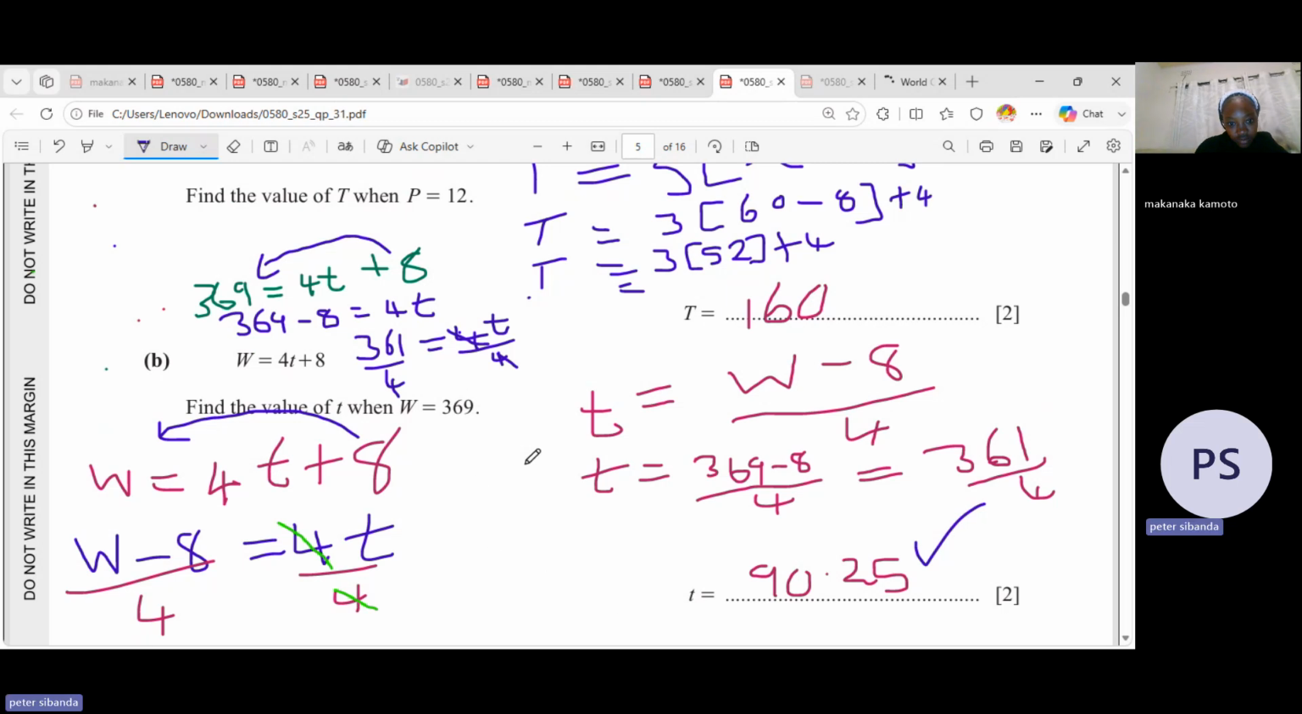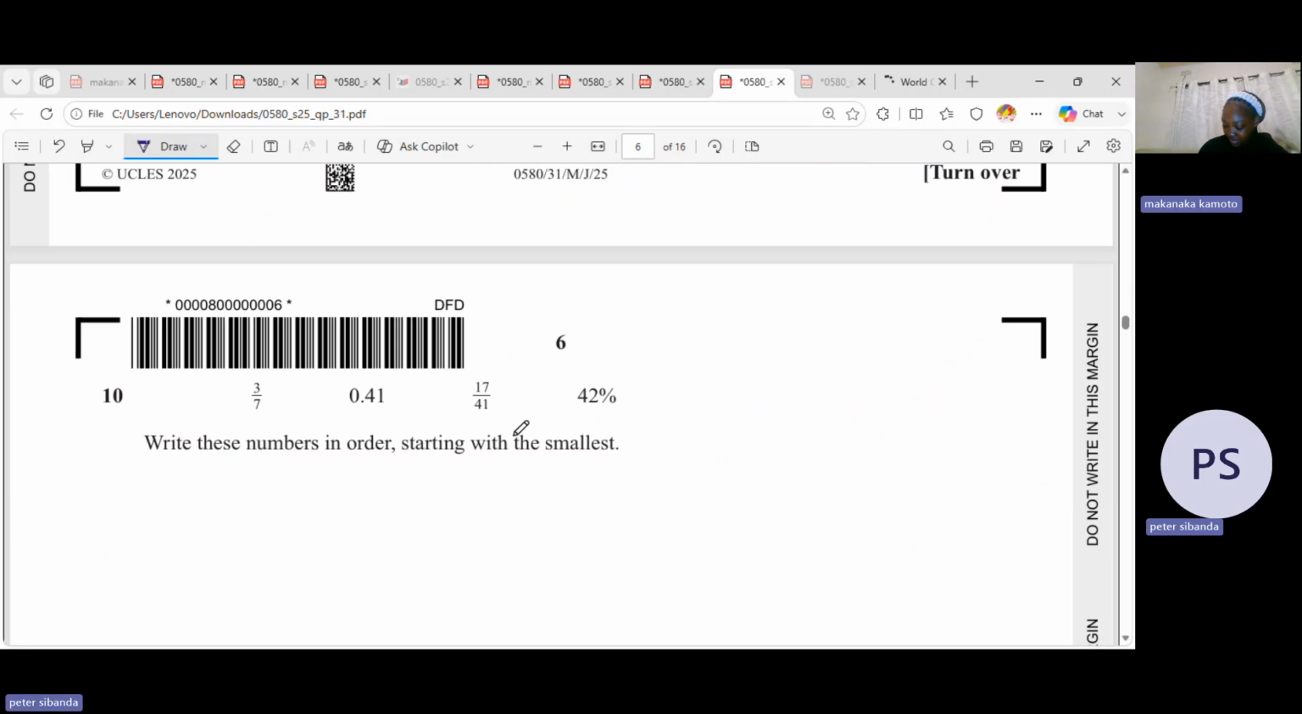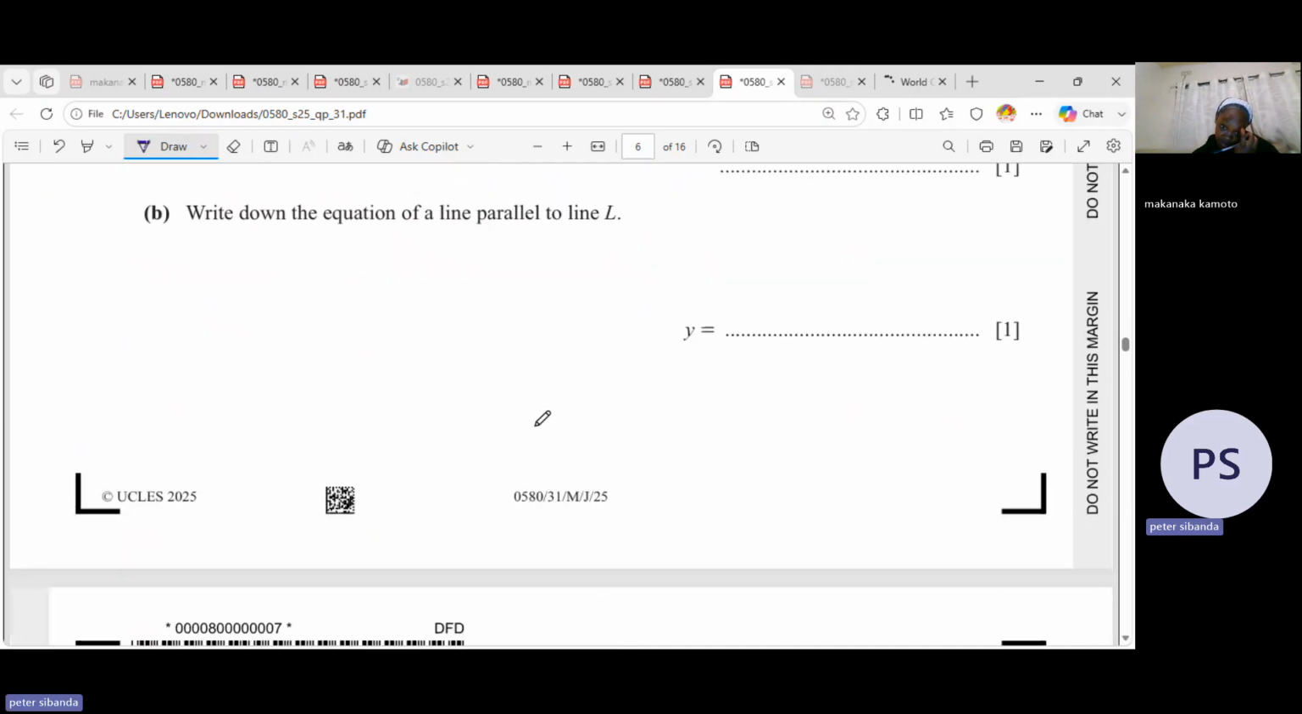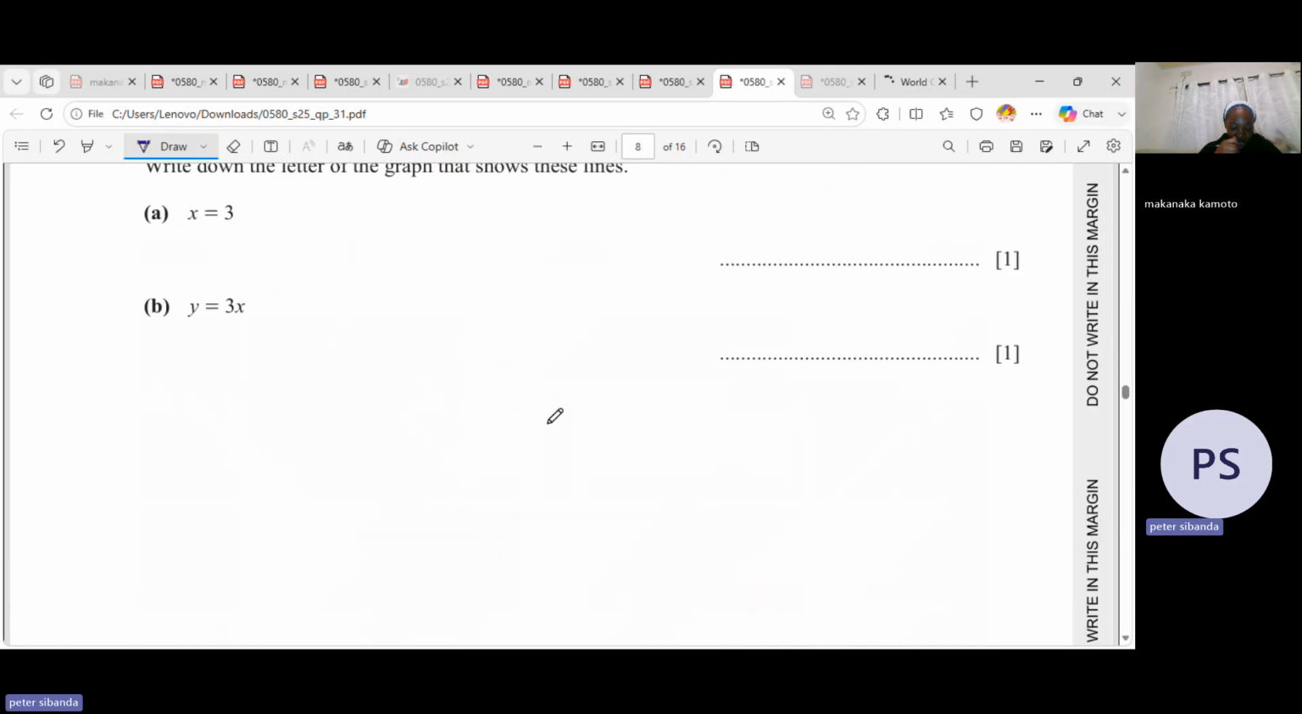So I don't know, which one do you prefer, the first one or this one? The second one. Oh, the second one. Okay. So here they didn't ask us to straight away make the subject of the formula.